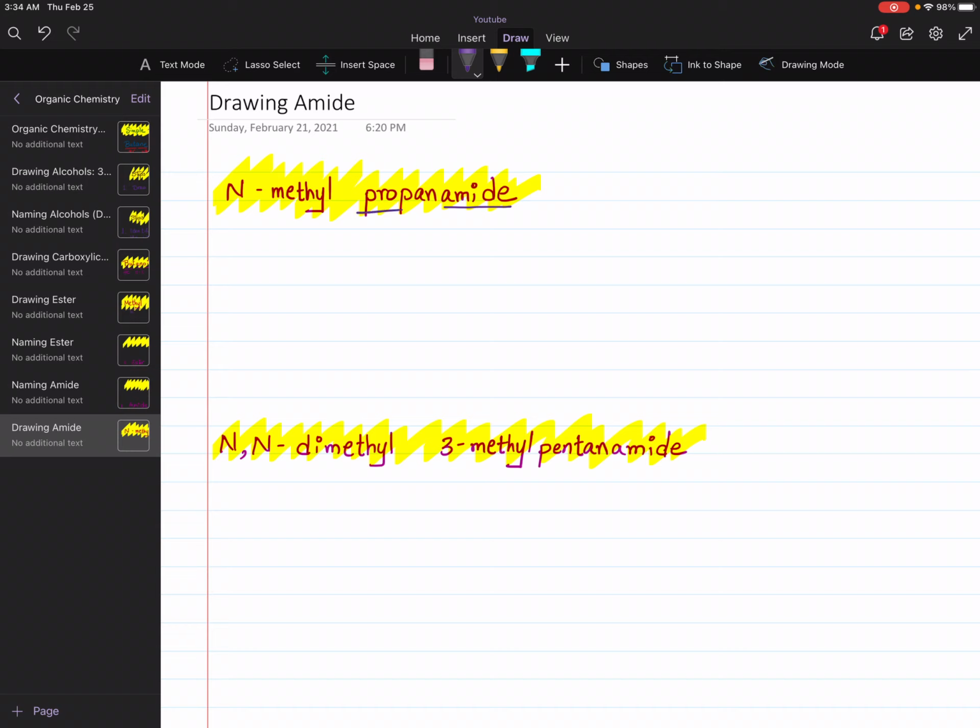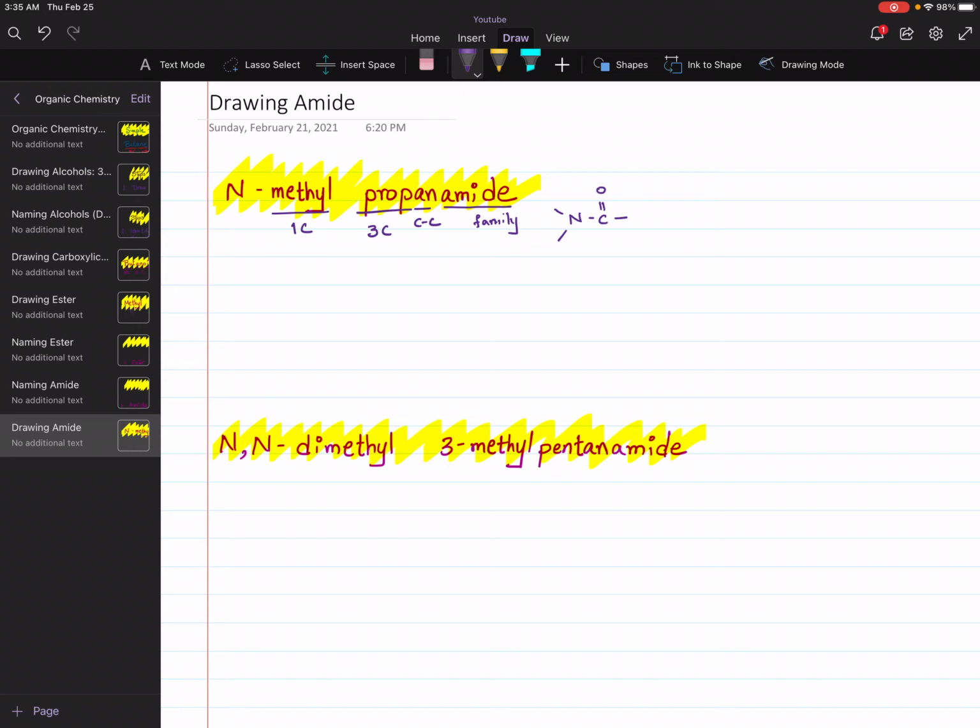The first part says prop, which is 3 carbons, and ane means carbon-carbon single bonds, right? So it's a 3-carbon amide family, which means it has a nitrogen and a carbon double bonded to an oxygen somewhere in the molecule. So that is the amide. Also, it has this methyl part. Methyl is 1 carbon.